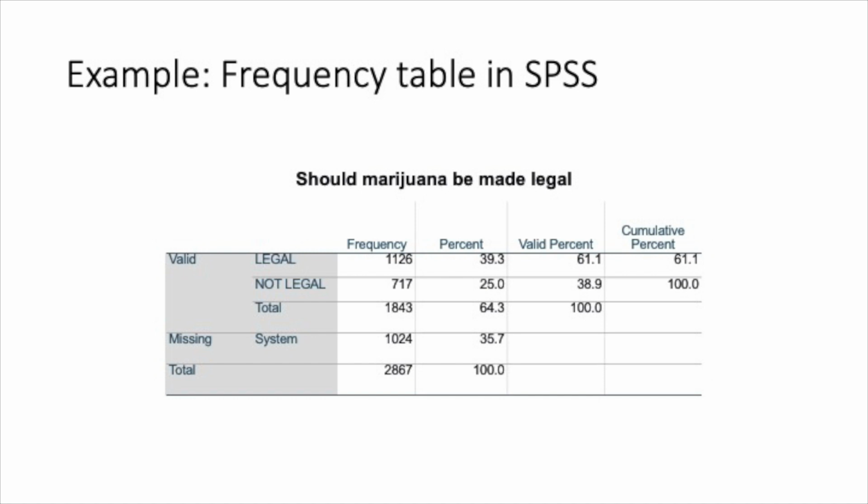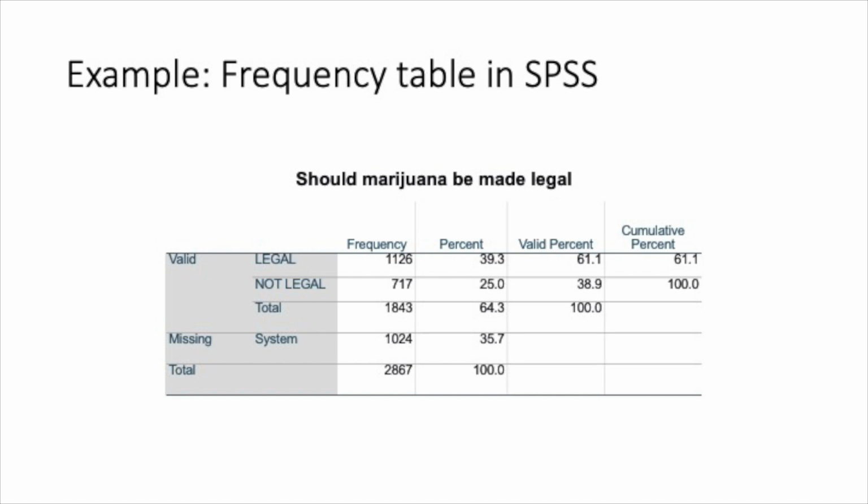And we have 2 different categories, 2 different possible responses or valid responses that our participants can give, either legal or not legal. Those are our 2 categories. And we call these the valid responses because these are the ones that we're going to count. If a response is missing, then that's not a valid response, obviously. Now, if we look across the various columns on this table, we see a few different categories. We see frequency, percent, valid percent, and cumulative percent.